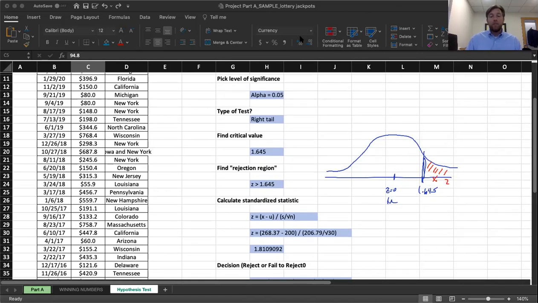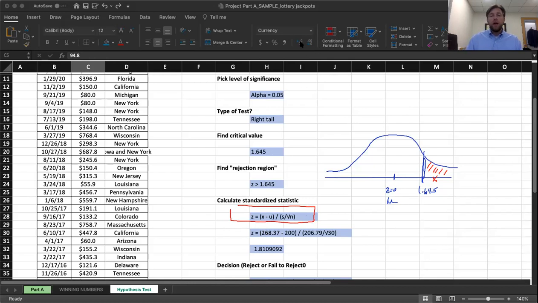What's the Z value I'm working towards? The standardized statistic, the standardized test statistic. If this value ends up being greater than 1.645, I would reject. So you have to break out your formula. Now this is the same formula whether you use the T table or the Z table. This is what we discussed back in the Unit 4 Zoom session.